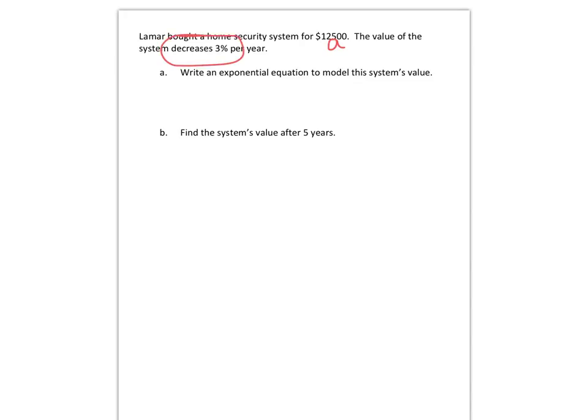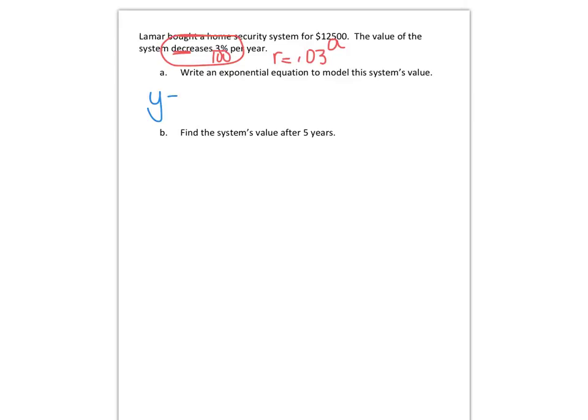So that 3% is R if we can just change it to a decimal. So divide that by 100. R will be 0.03. Okay, the other thing important to notice in the setup for this is decreases. So that means that rate is going to be negative. So when we fill that into our equation, we need that negative.